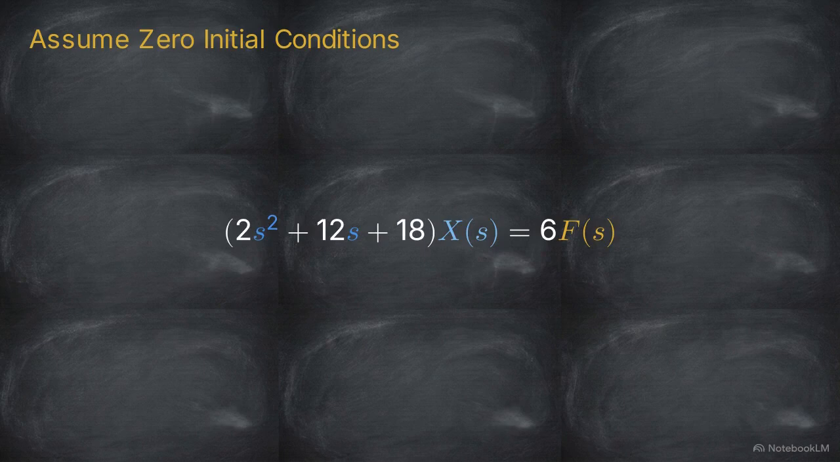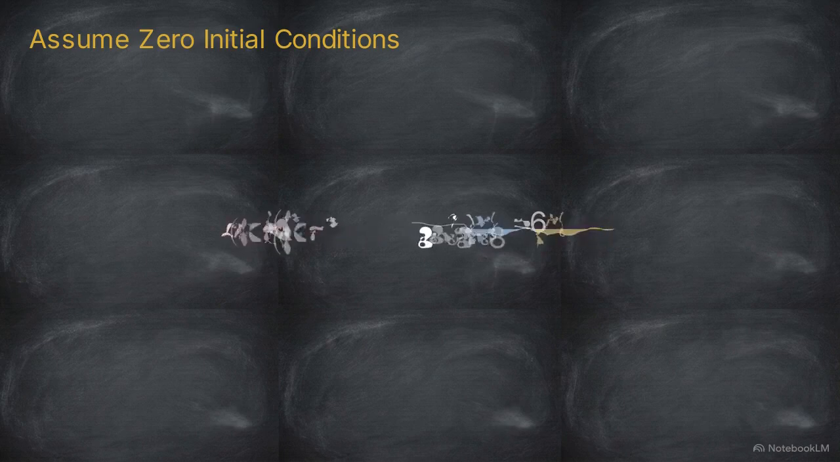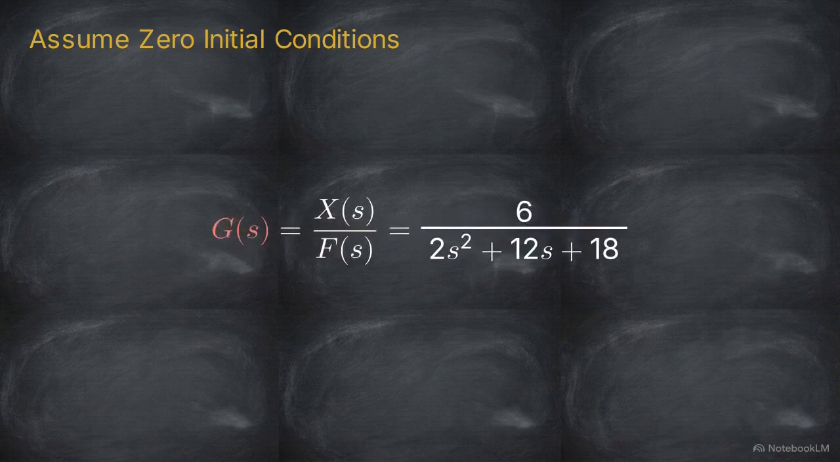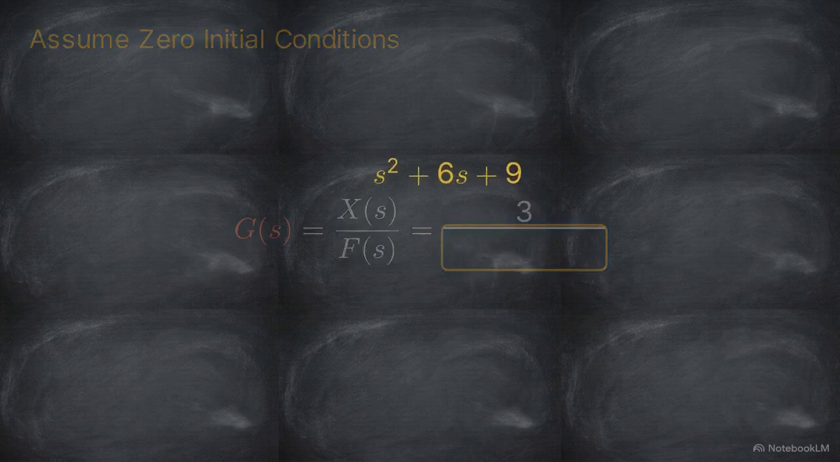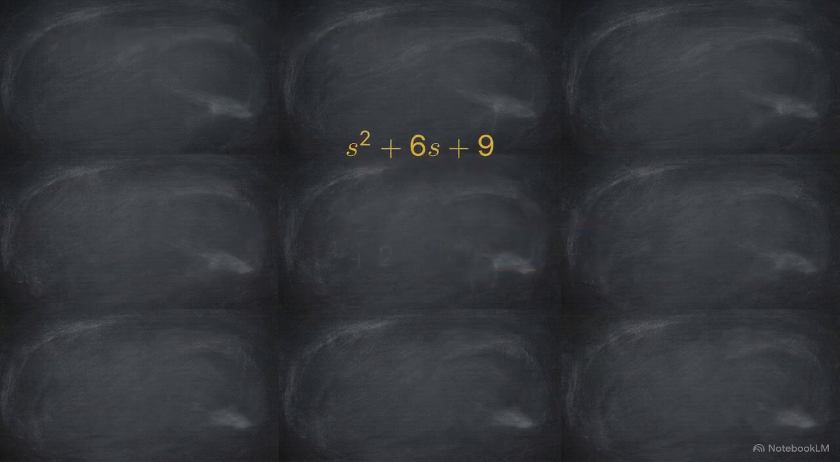Now we can group all of our output terms together to prepare for isolation. Rearranging the equation to isolate the output over the input gives us our formal transfer function, G of s. We can simplify this fraction by dividing out the common factor of 2 across all terms. Notice the polynomial remaining at the bottom of the fraction. This specific denominator is the system's characteristic equation. It defines the core behavior of the system.